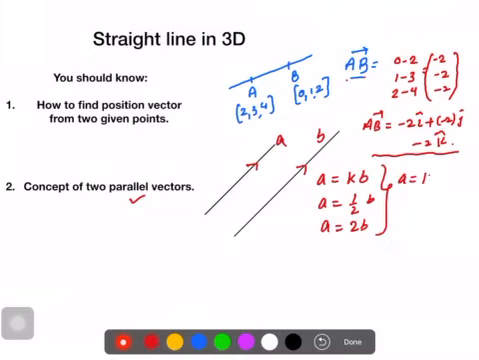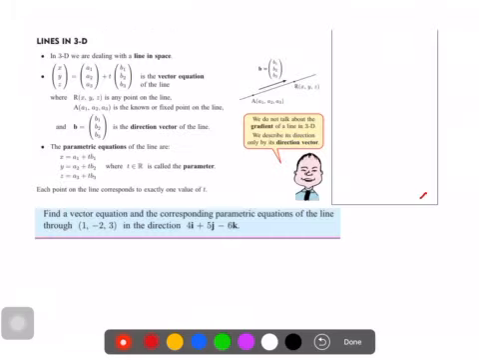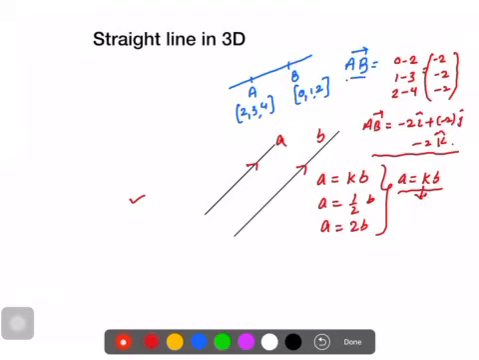Two vectors are parallel if they can be written in this format: A equals k times B. So k is a number. This number can be positive, can be negative, even a fraction. So don't worry about that. You just need to see the ratio of components. If it is the same, it means the two vectors are parallel. After understanding these two things, you can start with a straight line.